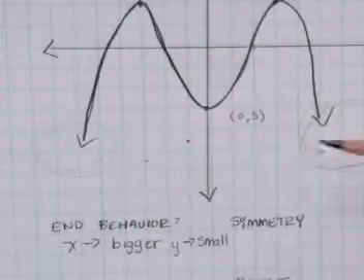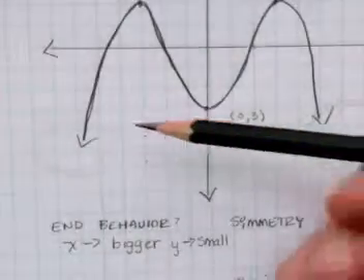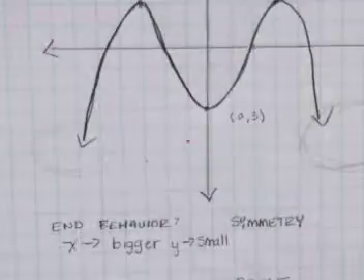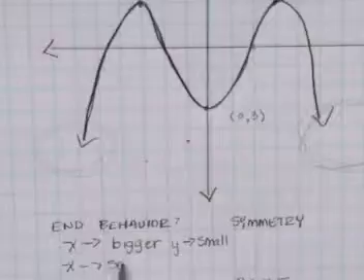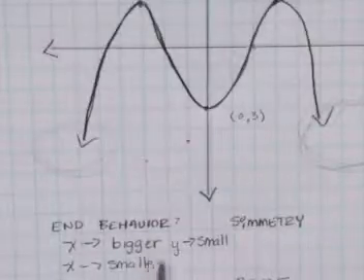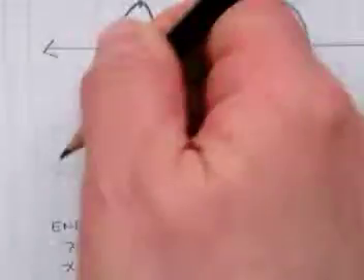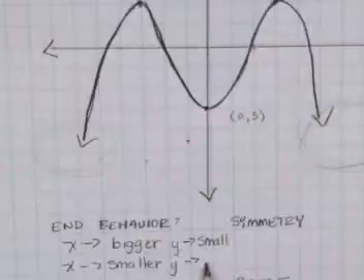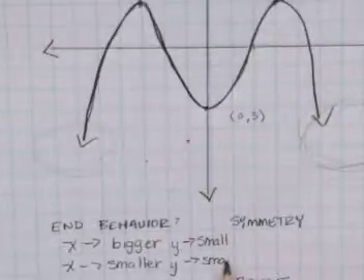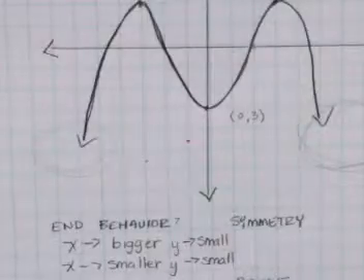But what's happening as x becomes more and more negative? So we would say as x gets smaller, what happens to y? And we notice that y is also becoming more and more negative, and it's going to exit the graph in that direction. So we would say y becomes small. And that's how we would describe the end behavior of this graph.